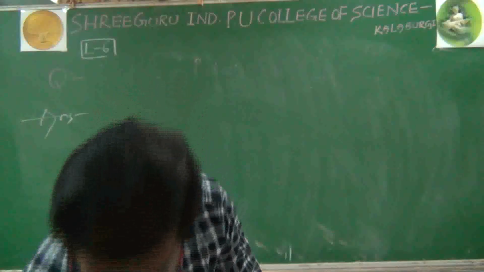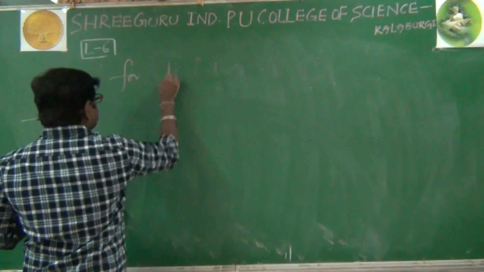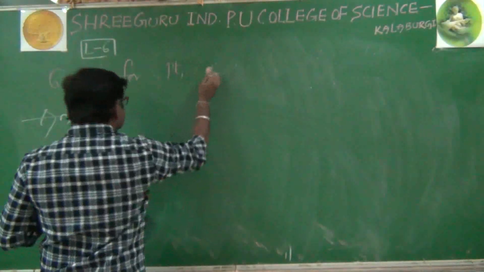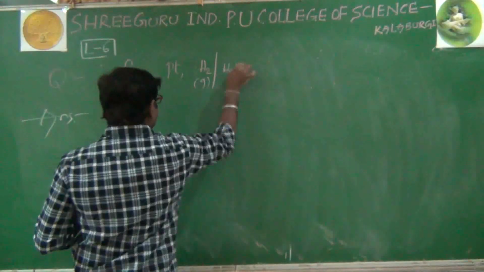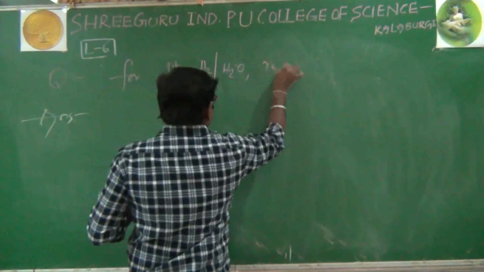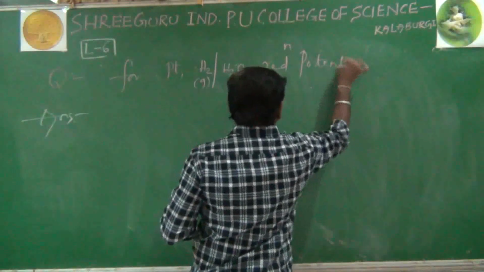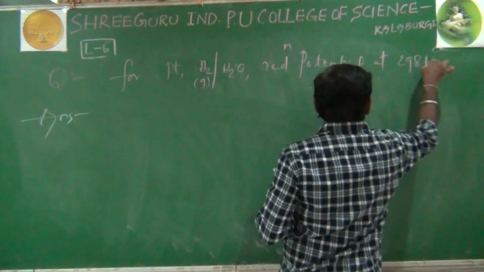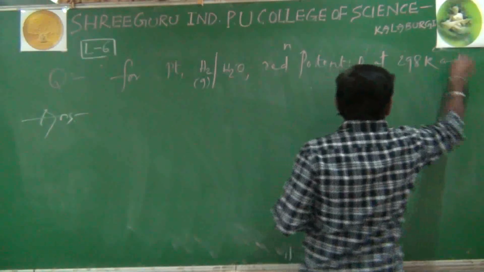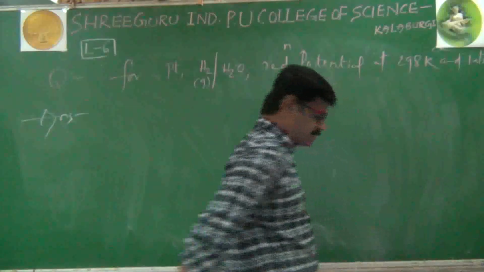Right, next question is like this. For platinum | H2 gas || H2O, the reduction potential at 298 kelvins and 1 atmosphere pressure is? That's it.